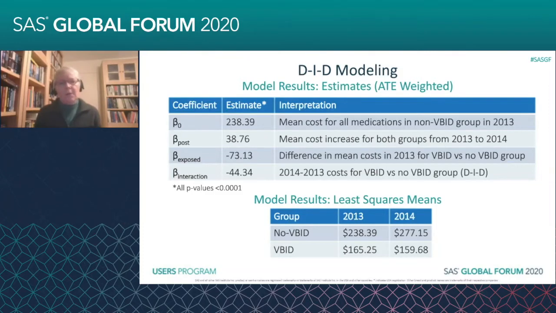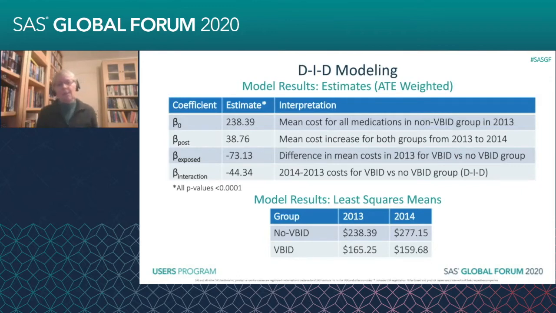So our beta naught, which is our intercept term, is $238.39, which is the mean cost for the medications for the non-VBID group in 2013. The beta exposed is the difference from that in the VBID group. And so our VBID group actually started out paying $73 a year less on average for their medications. Both groups would increase by $38.76 when they move to the non-deductible plan. However, the VBID group actually drops $44.34 in comparison to the no VBID group. So they actually had a slight decrease in costs.